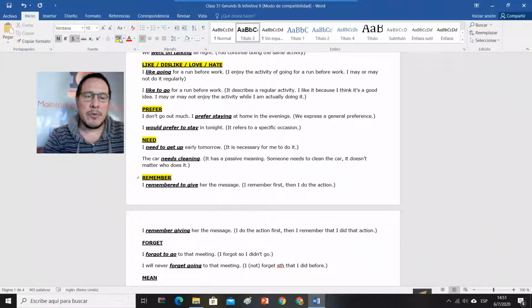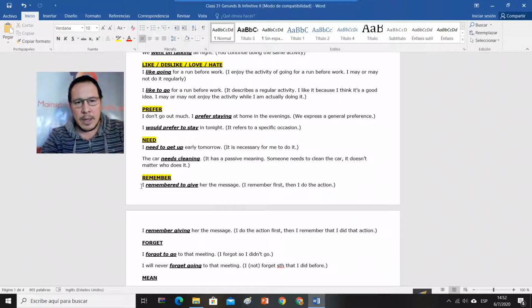Well, remember is something to remember, of course. Again, the meaning changes, but it changes because of the time things happen. Look at the example. I remembered to give her the message. What does it mean here? It means that first I remember and then I gave her the message. As in the example, I remember first, and then I do the action. Remember to study for the exam, children, meaning that you remember and then you do that action, you study for the exam.